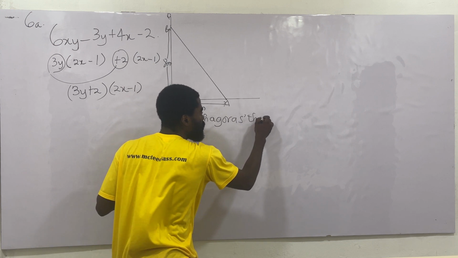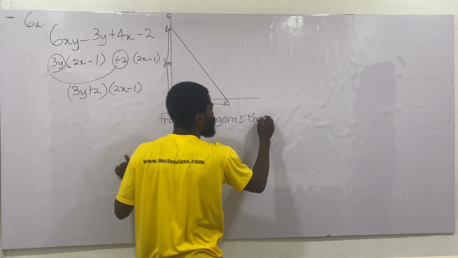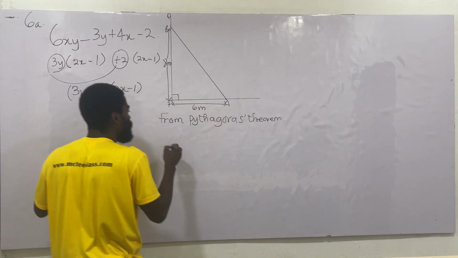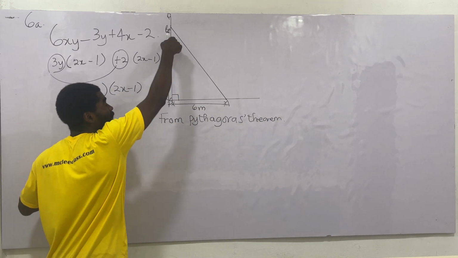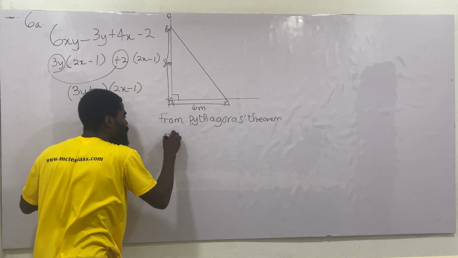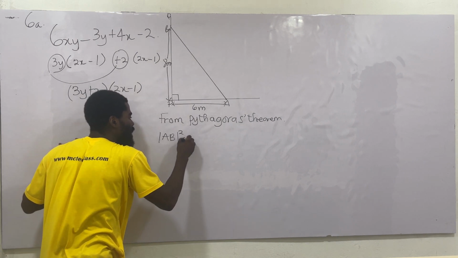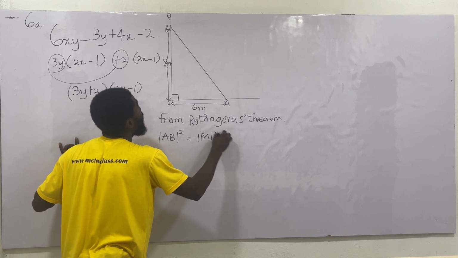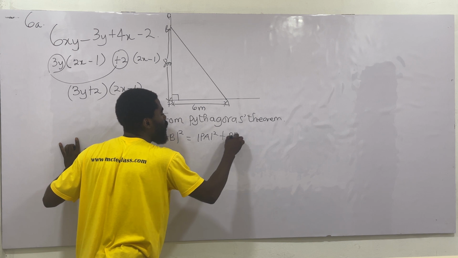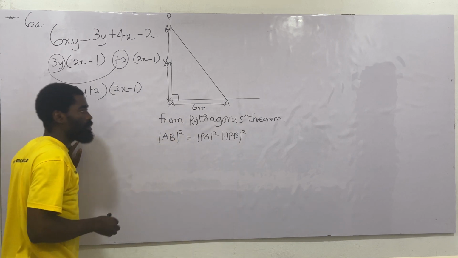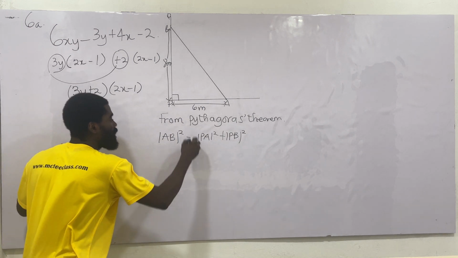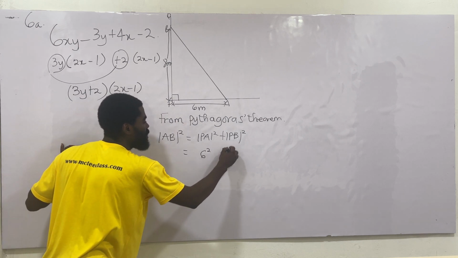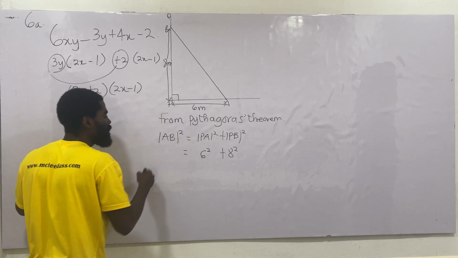Pythagoras theorem, what do we have? Let's put the formula in terms of this. So we'll have AB squared, the length of AB squared equals the length of PA squared plus the length of PB squared. So this is what we have. Now from the question we have PA. What's PA? 6 squared. Then PB is 8 meters. So we have 8 squared. And that should give us our length.